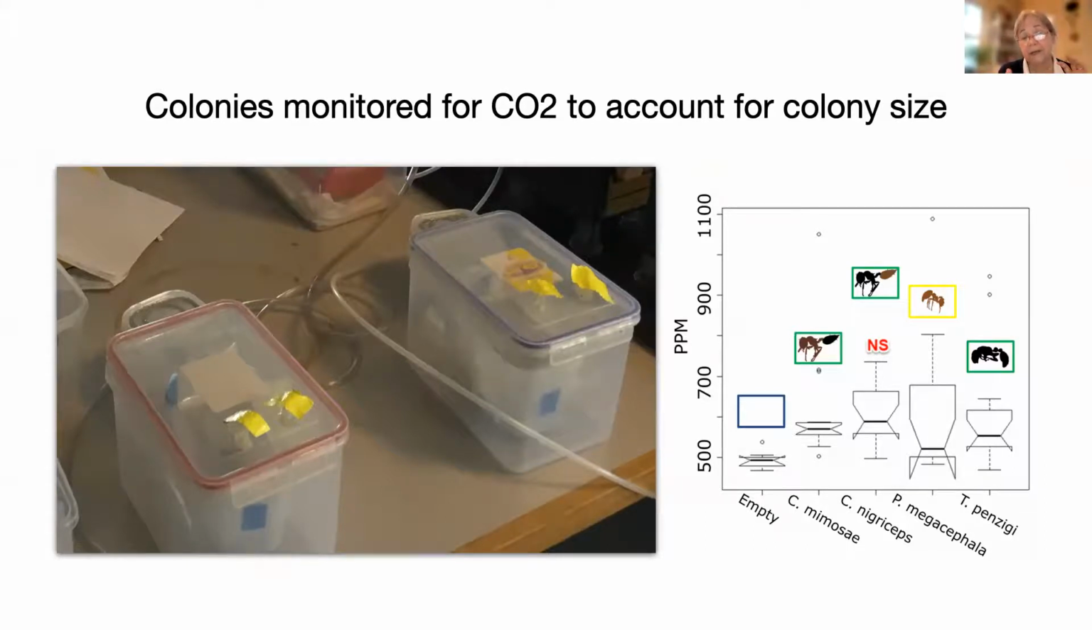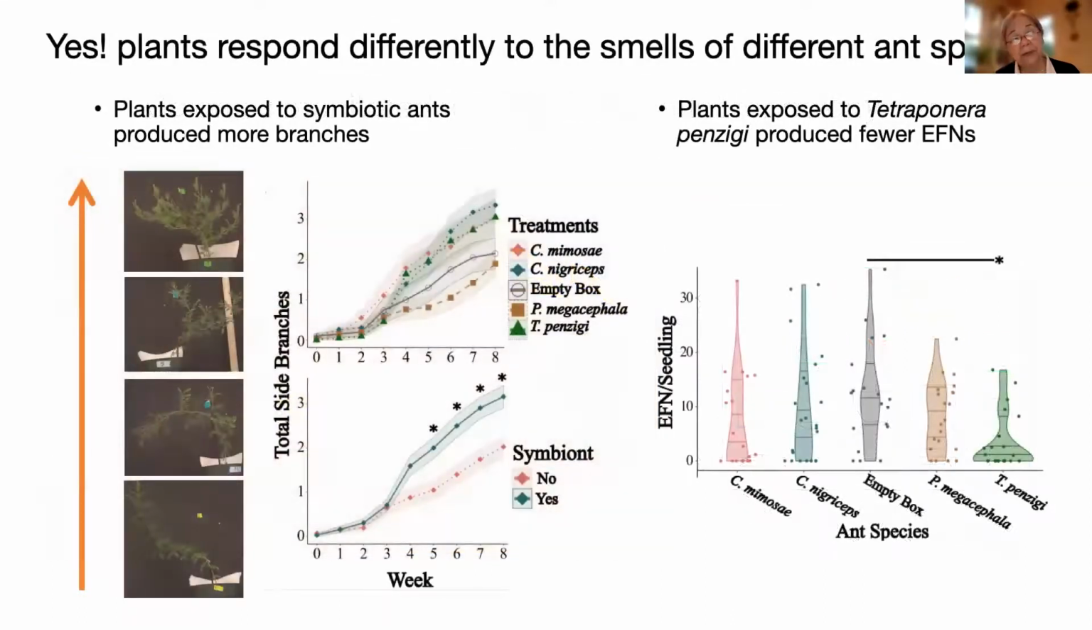And we did this in the fifth iteration experiment because we almost couldn't believe the results that we kept getting over and over, which was, yes, the plants respond differently to the smells of different ant species. And they respond in a way that is very particularly satisfying. They branch more in response to their symbiotic ants. Of course, branching means that you're going to immediately be producing more extra-floral nectaries, more Domatia. So the branching pattern is also very unambiguous to score. And as you can see here, it is highly significant from week 5 onwards, a very different growth rate.